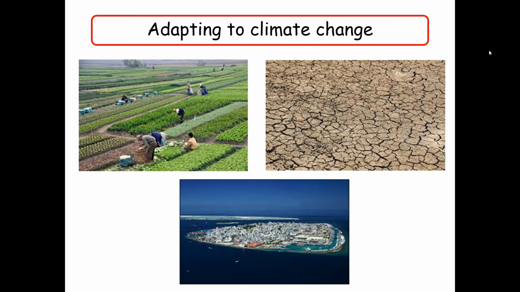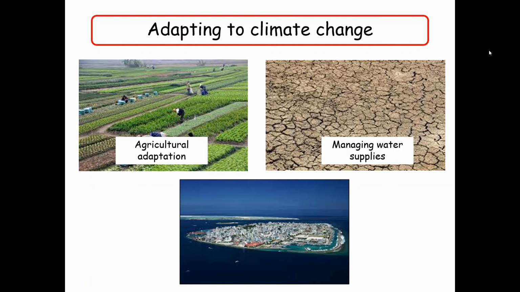So the second way to tackle climate change is by adapting to it. With mitigation, we're trying to reduce climate change. Adaptation to climate change just means learning to live with it. So we're not trying to reduce climate change, we are just learning to live with the effects. Again, there's three ways that we can adapt to climate change: through agriculture, through managing our water supplies, and by reducing risk from sea level rise.